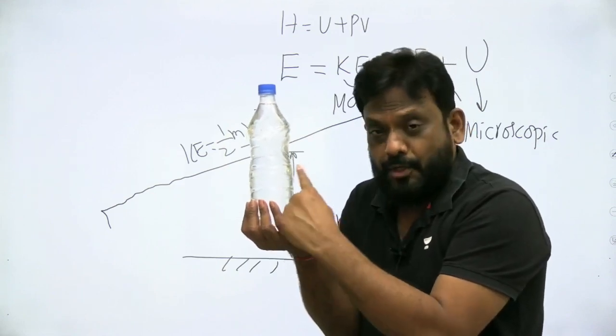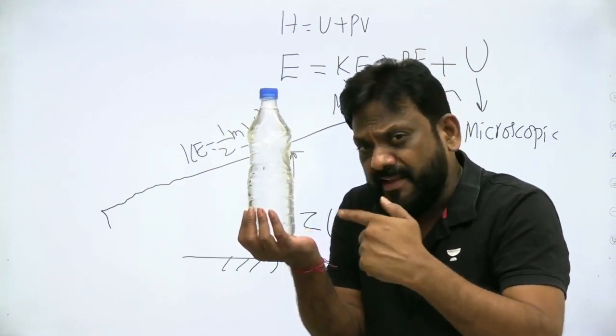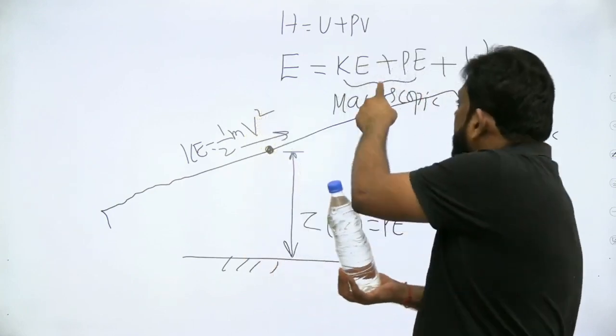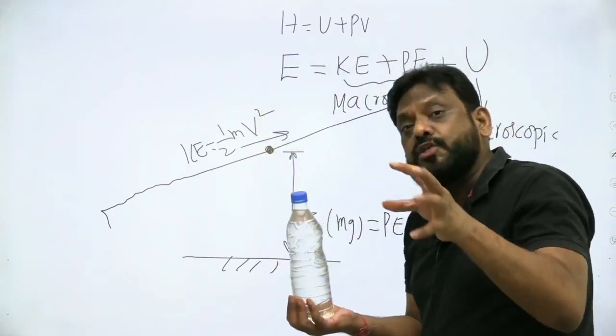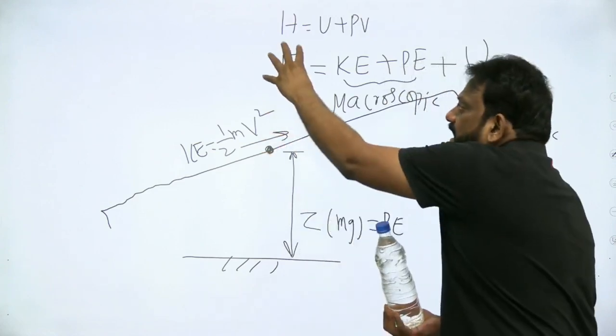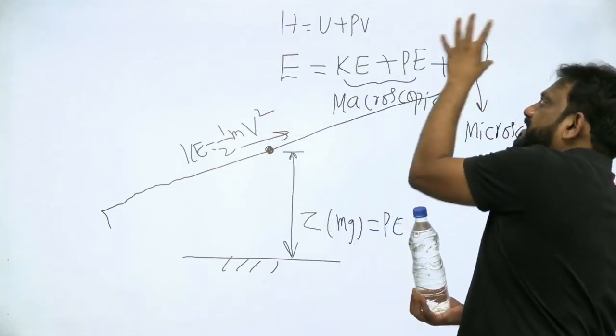Who is taking that? Molecules are taking. So will you find any change in potential energy? No. So change in energy in that case, for a closed stationary system, the change in energy is change in kinetic, change in potential, change in internal.